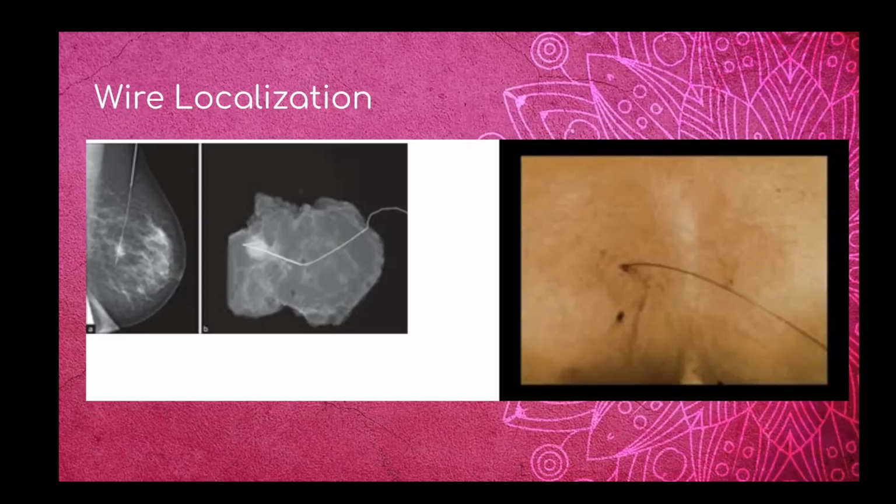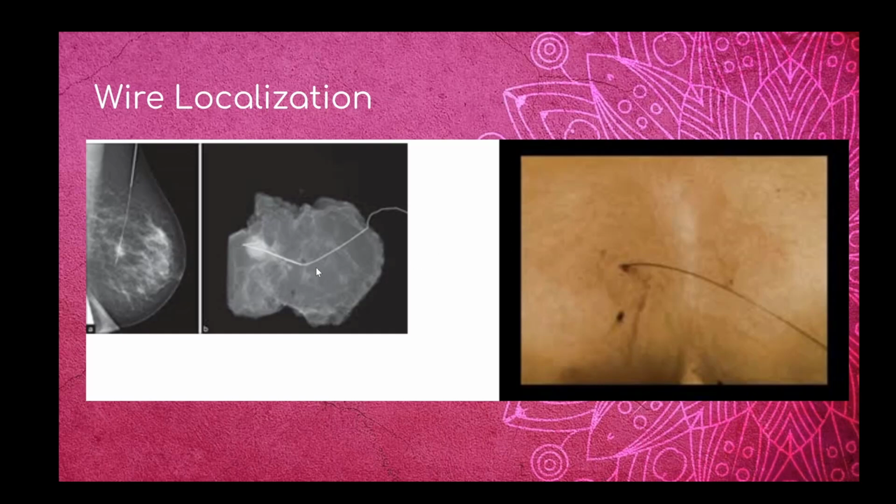And lastly, we do wire localization. So once a lesion has been identified and has been identified as malignant, and they're going to have a lumpectomy, they will come to the ultrasound suite the day of their surgery. We find the lump and we place a wire. So now the surgeon can just follow this wire down into the tissue, grab a couple centimeters around that tissue, completely, fully circumscribe that area, and then pull that tissue out.